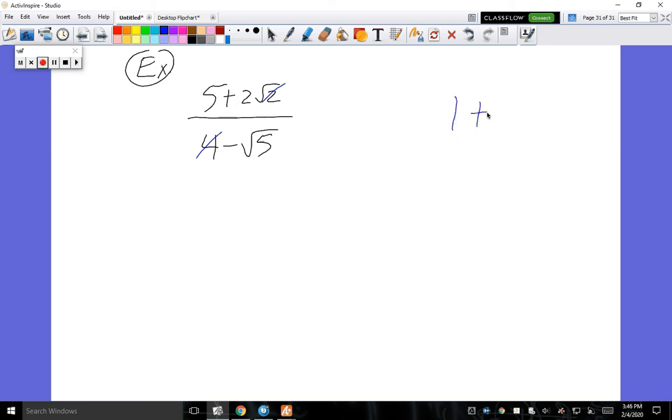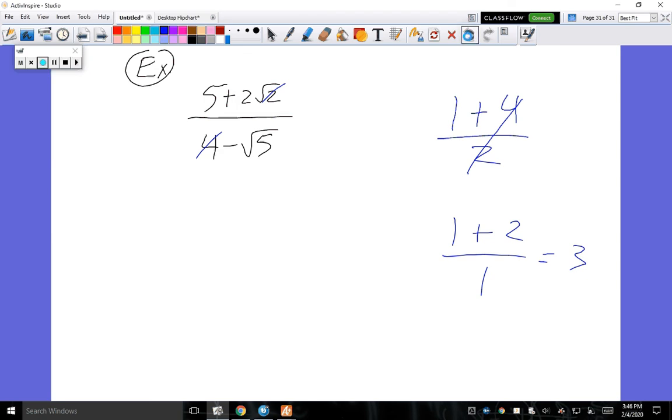Let me give you an easy problem. If I said 1 plus 4 divided by 2, that's 2.5 or 5 halves. If you cancel this, thinking that this would become 2 over 1, that's not 2.5. You can't cancel between addition and subtraction.